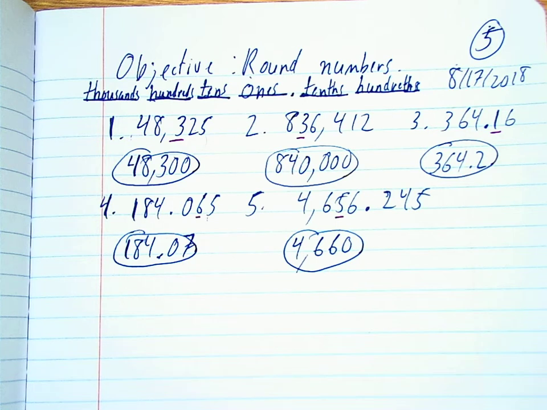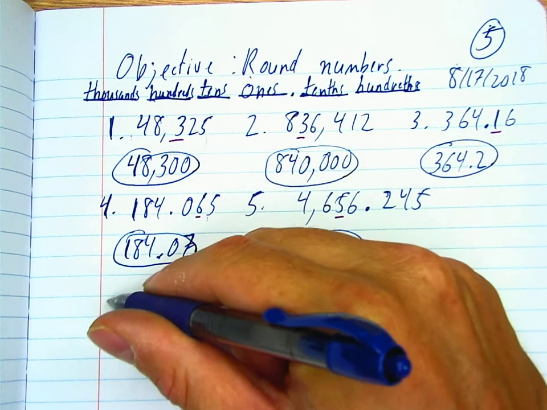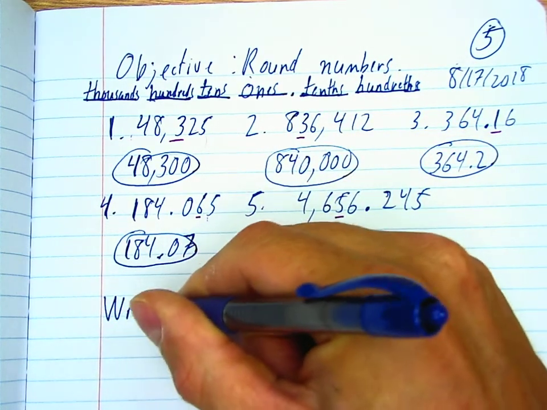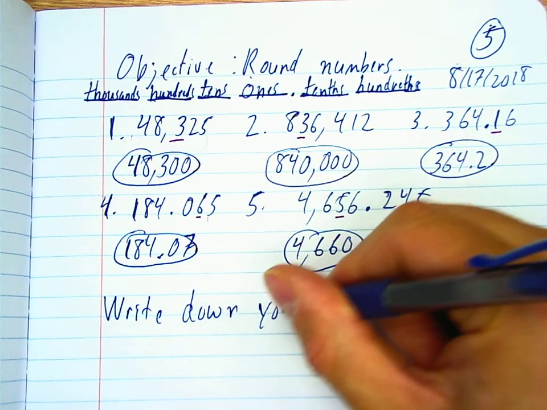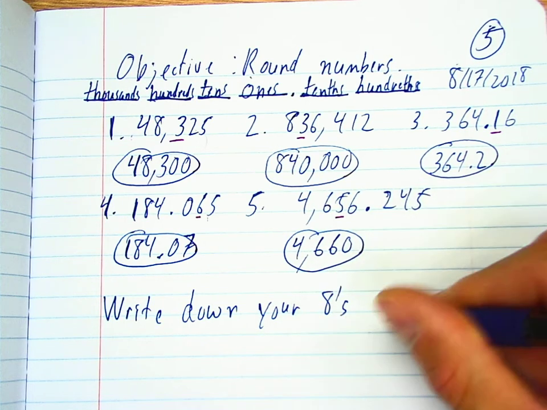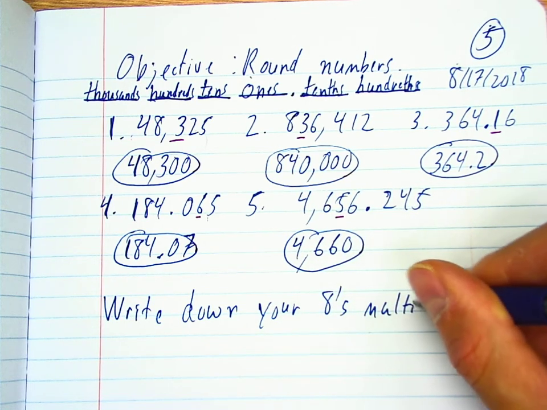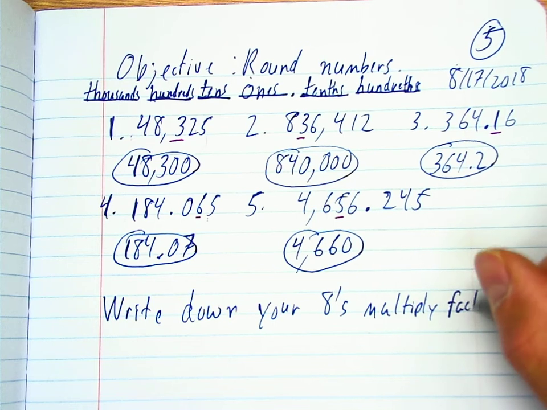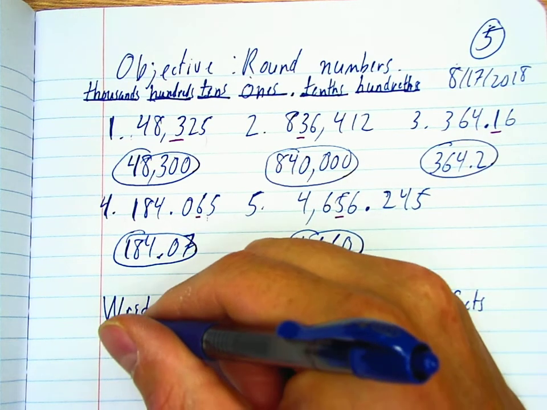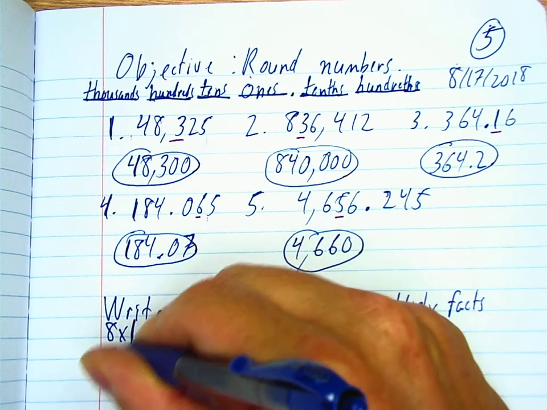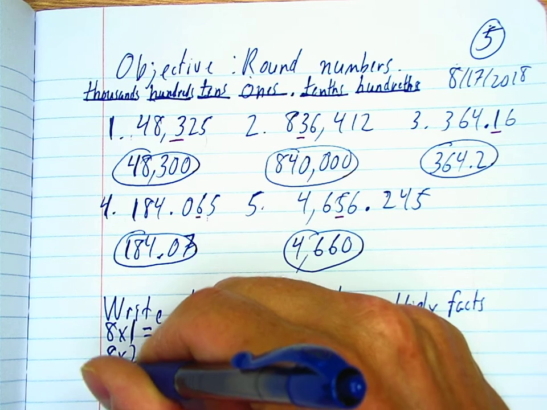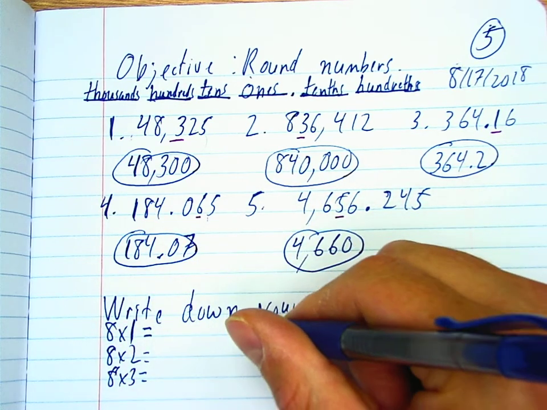All right, next thing I want to discuss with you. Usually on Fridays, I will do some reviews. So I would like for you to write down in your notes here your 8's multiply facts. So what do I mean? Well, I mean, what is 8 by 1? What is 8 by 2? What is 8 by 3? All the way up through 8 by 12.